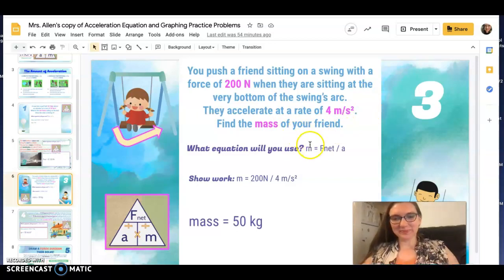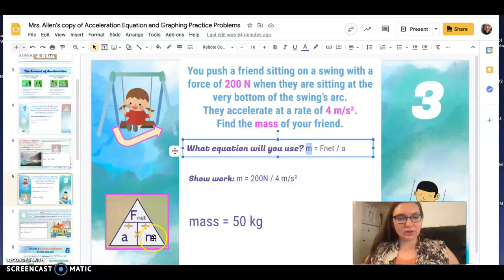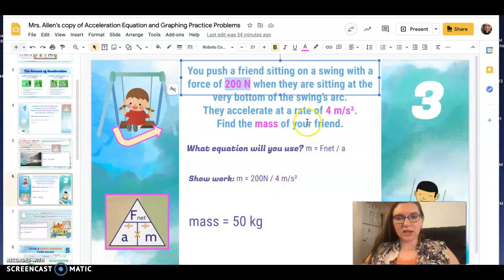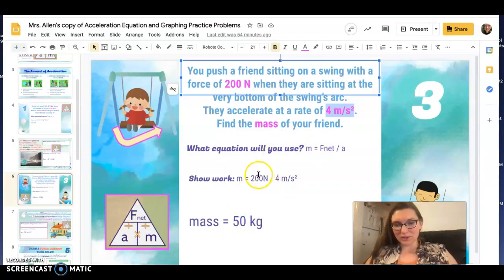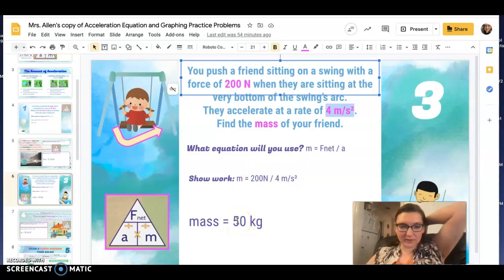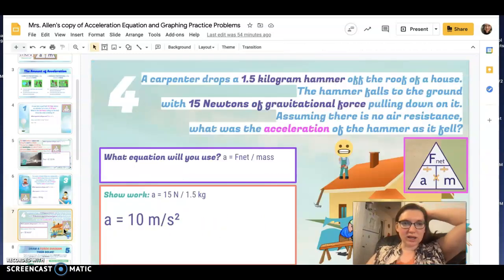Okay, so we're looking for mass. If I cover up m, it's going to be F net divided by acceleration. The net force is 200 newtons, the acceleration is 4 meters per second squared. So I just do F net divided by acceleration, and you can also do this in your head: what's $2 divided by 4? That's going to be 50 cents each, right? So 50.